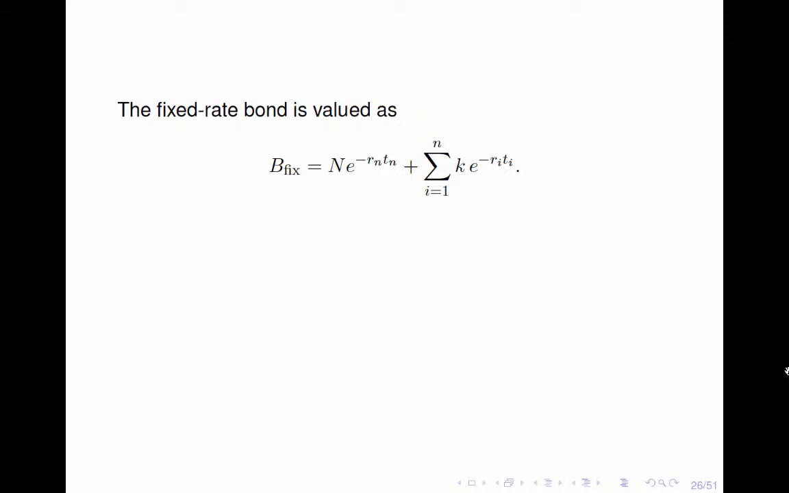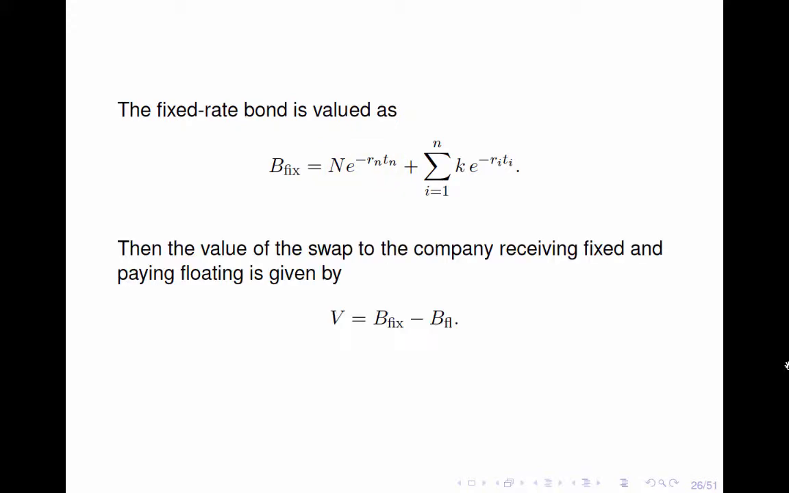The evaluation of the fixed rate bond is straightforward. That is, the sum of the present values of the fixed payments made at each time point Ti. Note that at the last time point, we have to include the bond principal N. Then, the value of the swap to the company receiving fixed and paying floating is given by the value of the fixed rate bond minus the value of the floating rate bond.